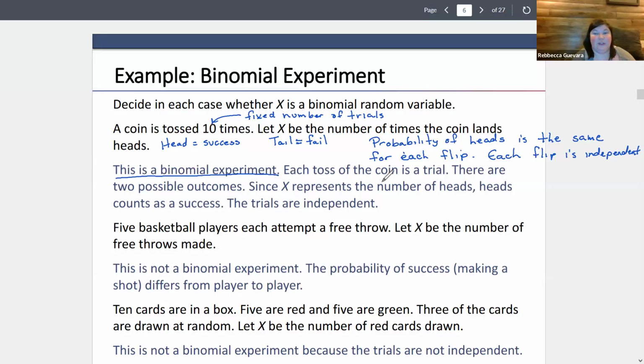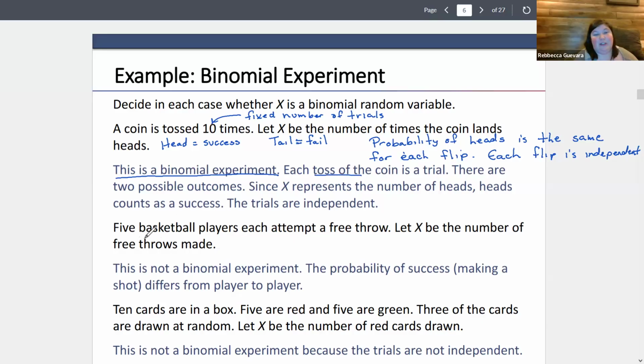Each toss of the coin is a trial. There are two possible outcomes. X represents the number of heads. The heads count as success. The trials are independent. So in that case, the trials are just those coin flips. Toss of a coin is a trial.